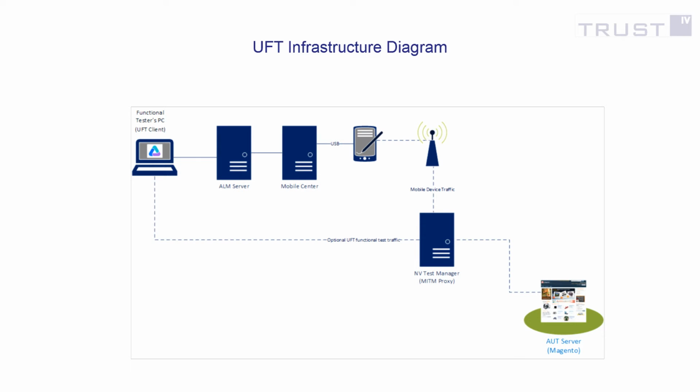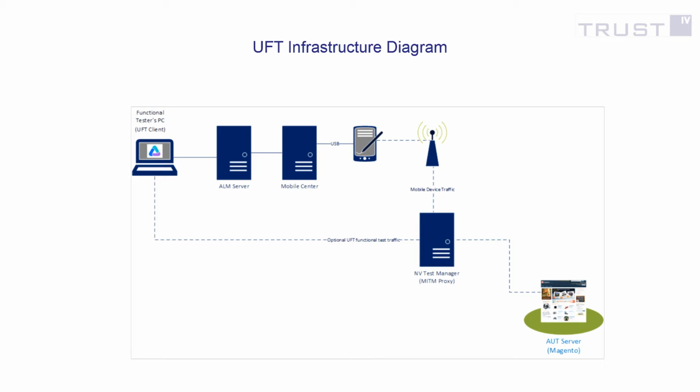This diagram gives an overview of our test infrastructure. The tester's PC is on the left of the diagram and is running UFT. UFT is configured to use ALM as a repository for scripts and test results. Also connected to ALM is the Mobile Center server. This manages the mobile test devices and gives us visibility of running tests.